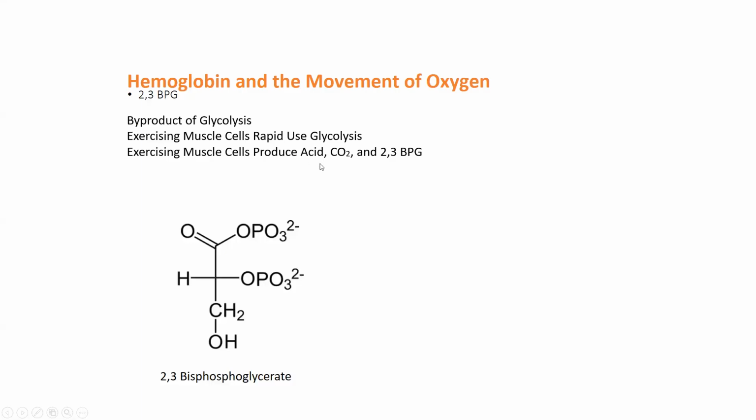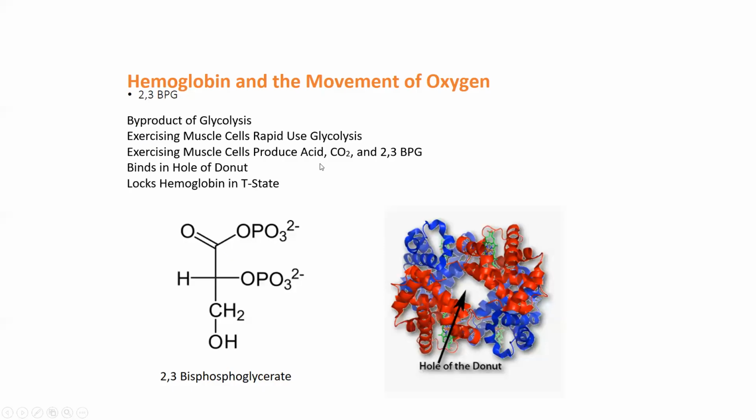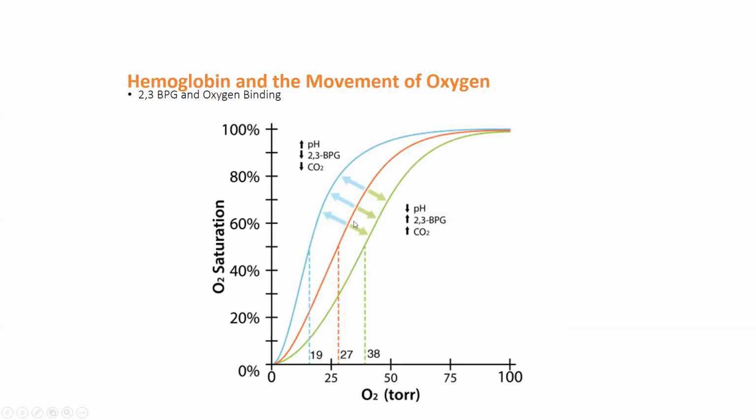2,3-BPG is a product of glycolysis. The exercising muscle cells rapidly use glycolysis. Okay, it locks hemoglobin in the T state. So the 2,3-BPG, when it sees that hemoglobin has oxygen in the 4 subunits in the R state, it will deplete it of all the oxygen, and it will have no oxygen, and that will lock it in the T state. 2,3-BPG and oxygen binding. Okay, hemoglobin and the movement of oxygen.